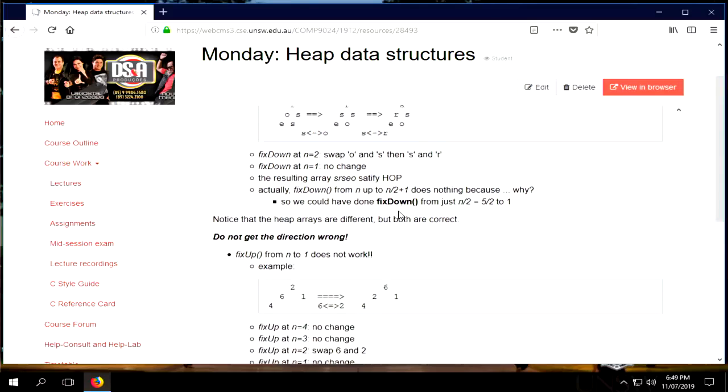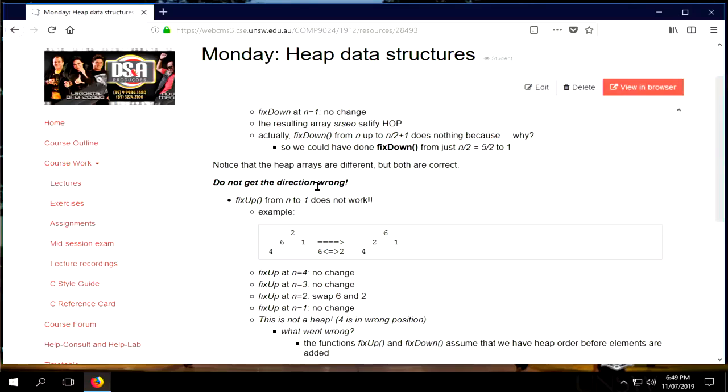Don't get the direction wrong, and here's an example of getting direction wrong. Fix up, going from right to left, from n to 1. So in that particular case, I have 2, 6, 1, 4 in that order, and I start at 4. I do a fix up, wrong, but I do a fix up. At n equals 4, no change, because 6 above it is fine. But don't forget, 6 it hasn't seen before. It started at the right and is going left. So when it's got 4, it can see who its parent is, but it actually hasn't checked its parent before. It's going right to left. So it sees 6, says, okay, I'm fine.